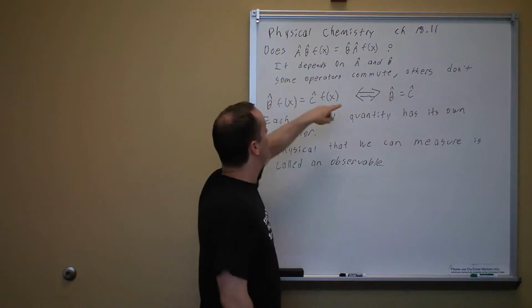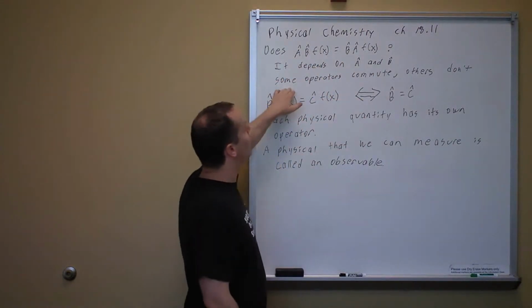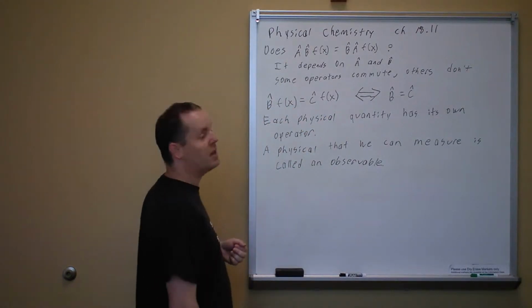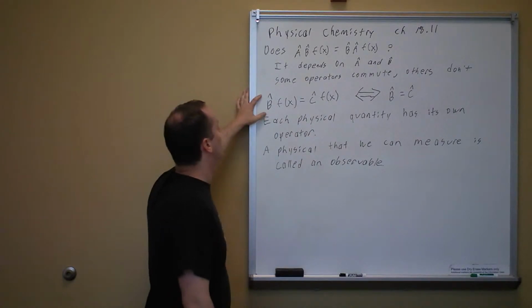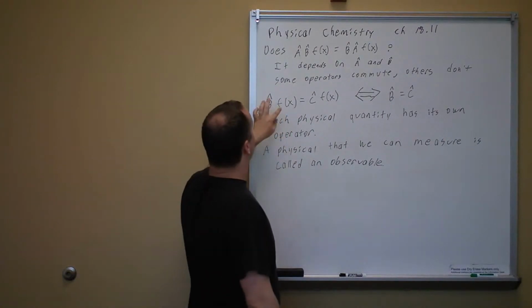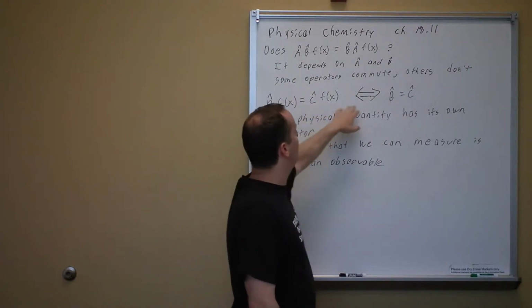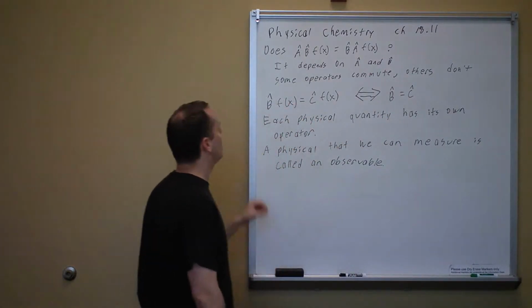If they're equal, it really depends on what exactly A hat and B hat are. Some operators will commute, others will not. So you really have to know what the operator means, what it does, how to use it, etc. There's no generic answer. But one thing we do know, if B hat of f of x equals C hat of f of x, this is true if and only if B hat equals C hat.